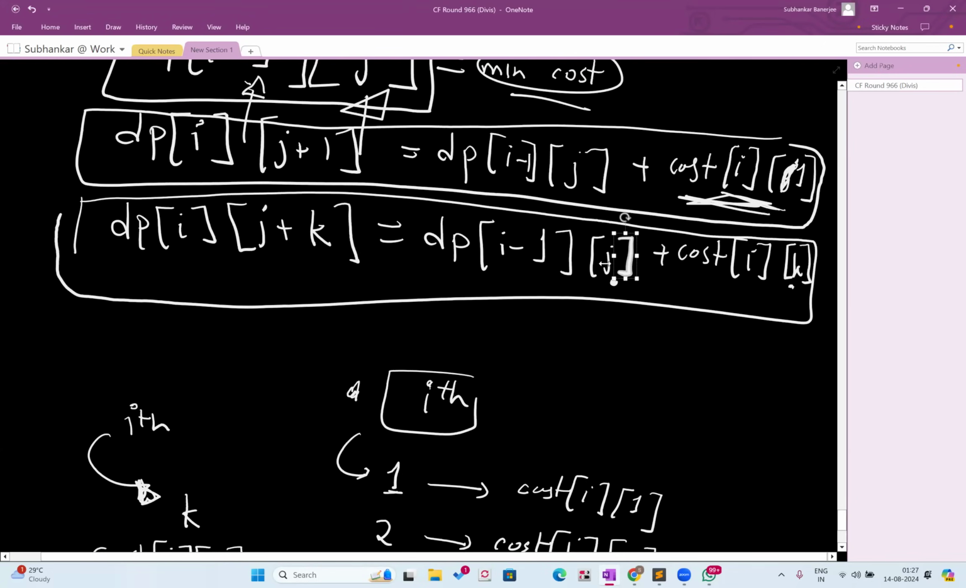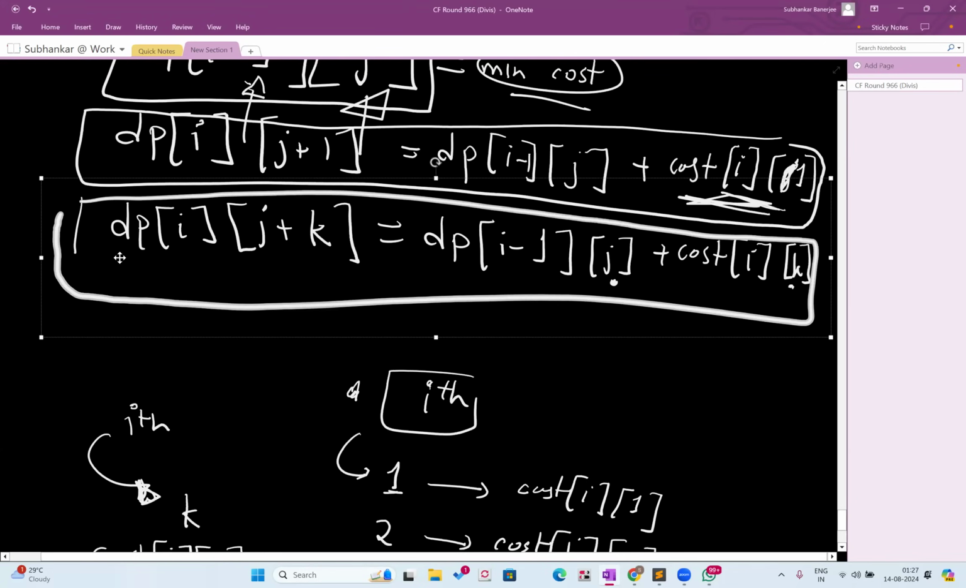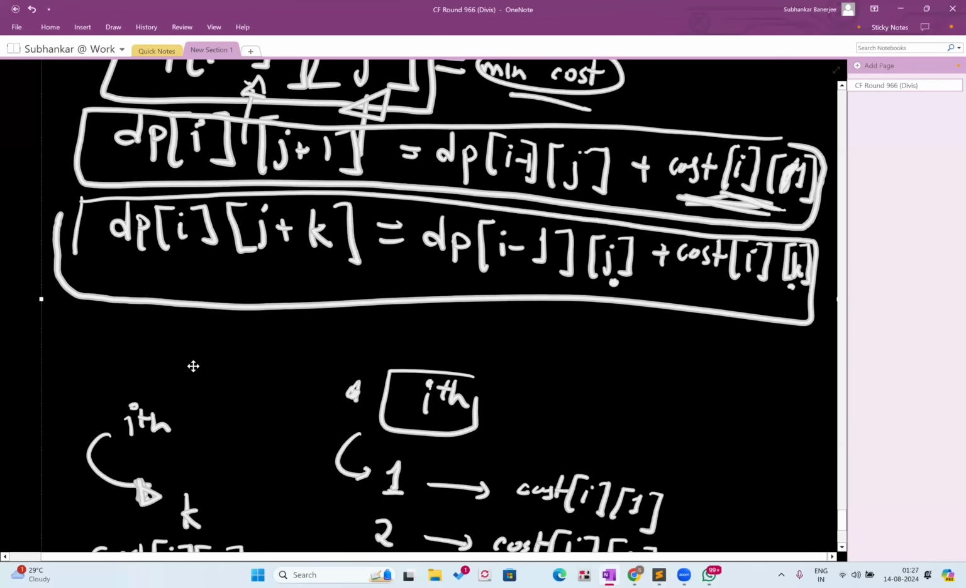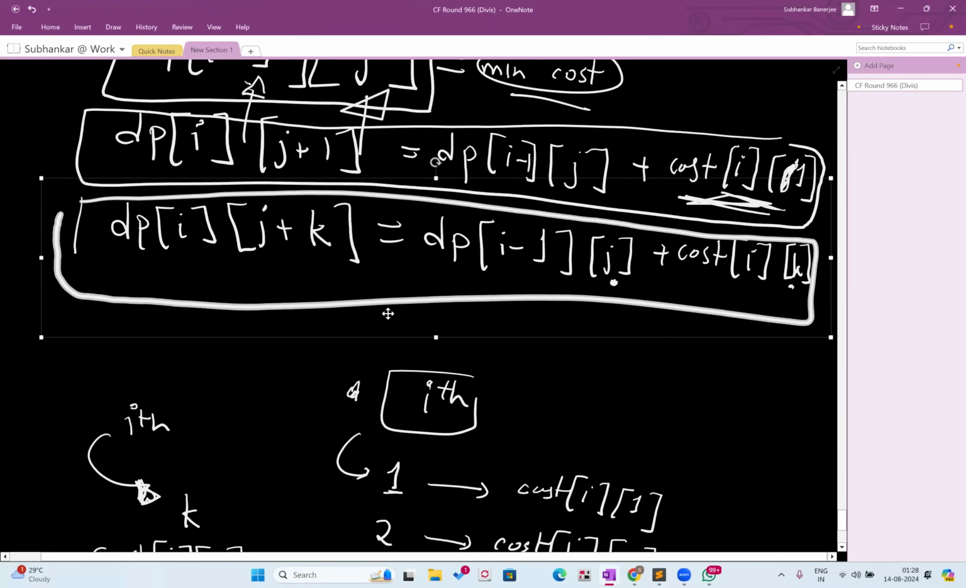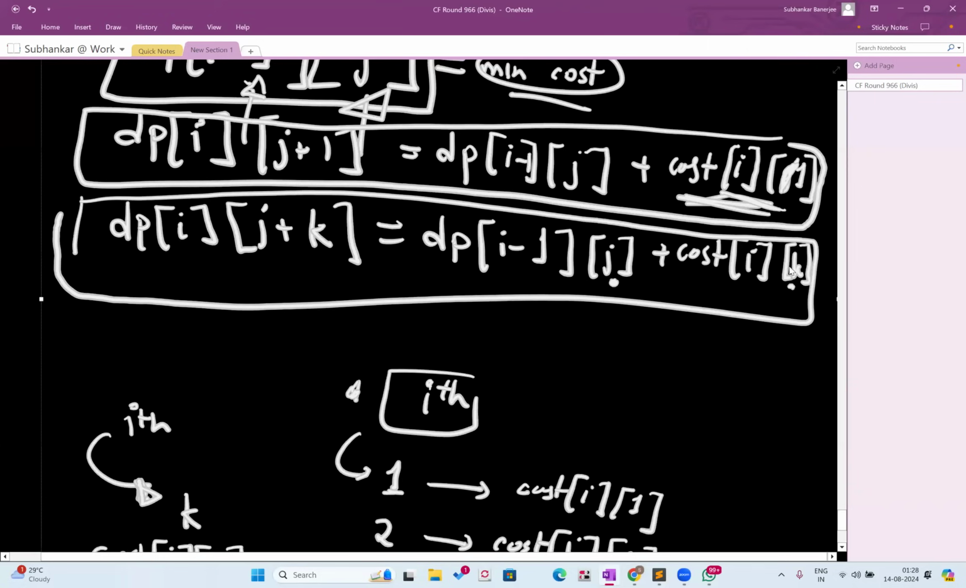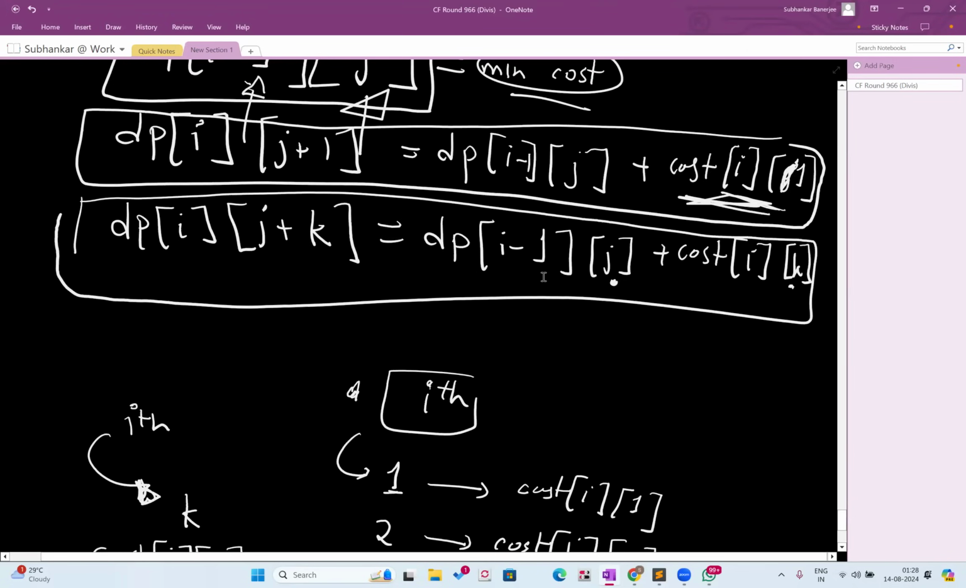Is it clear what the current DP state represents? Up till i rectangles, I will have score j plus k, and I have taken k score from the ith rectangle. Up till i minus 1, I have to have score j, and j plus k will be formed, and for that I have to pay the cost.